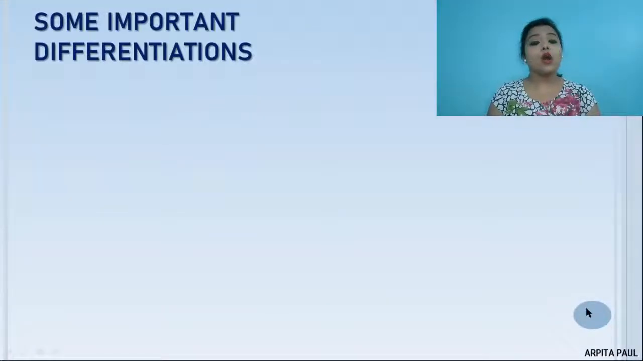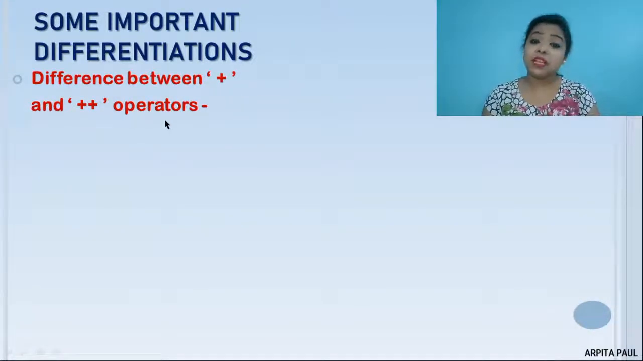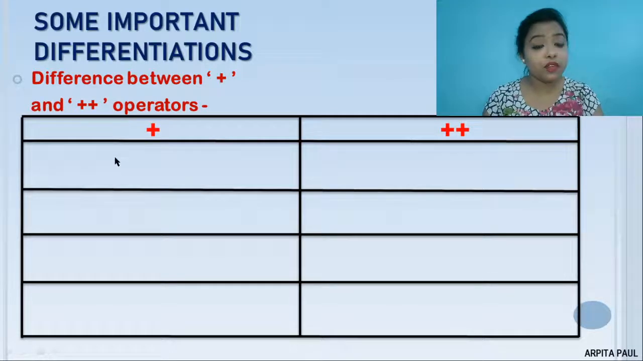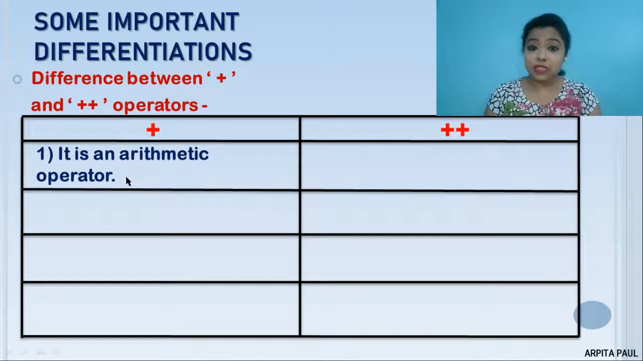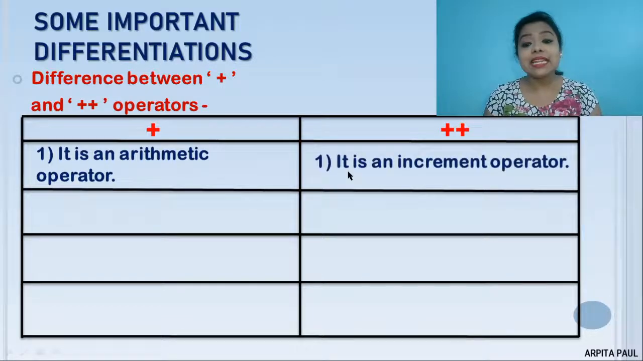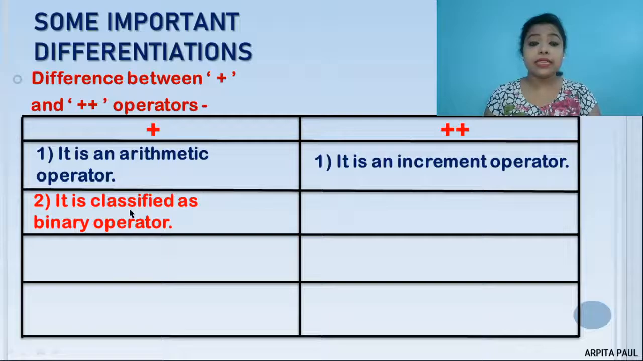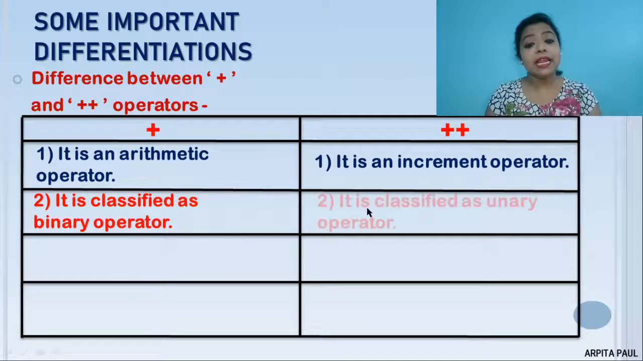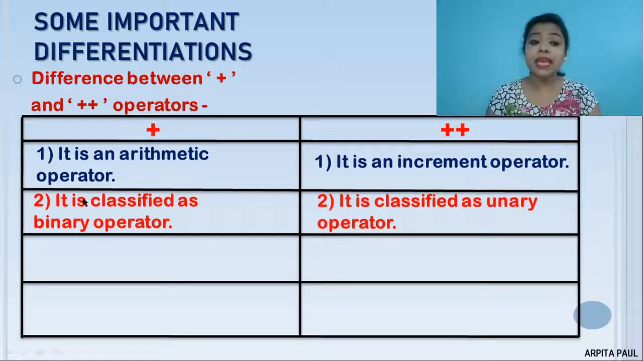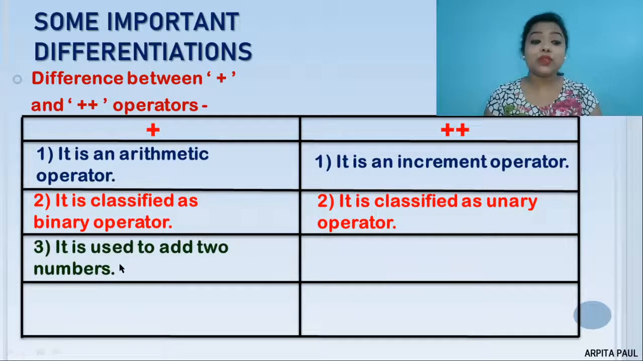Now let's move on to the next one, that is the difference between plus and plus plus operator. So what is the basic difference? Plus is an arithmetic operator, and plus plus is an increment operator. The arithmetic operator is also called a binary operator, and plus plus is also called a unary operator. Why? Because plus works on two operands, whereas plus plus works on one operand. Now the purpose of the plus operator is to add two numbers.